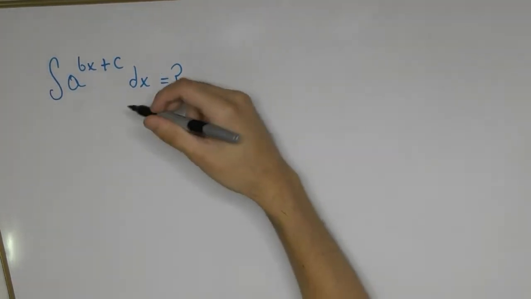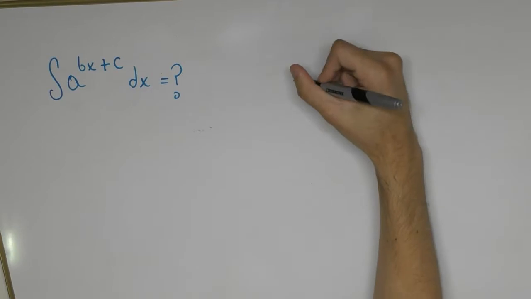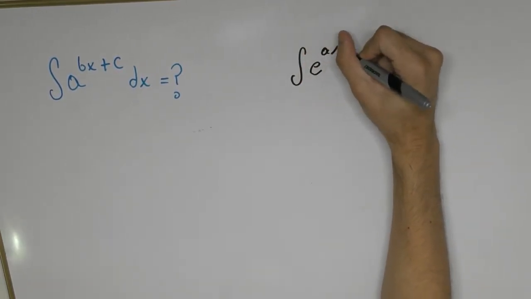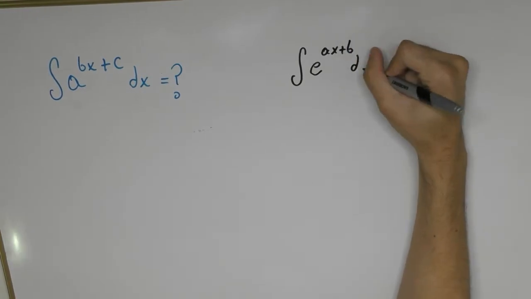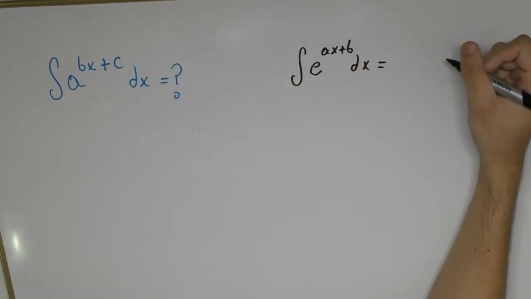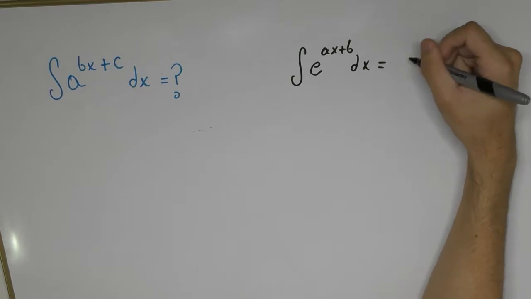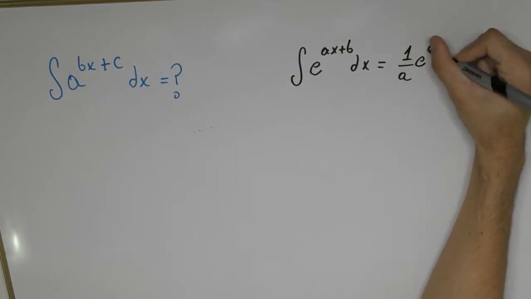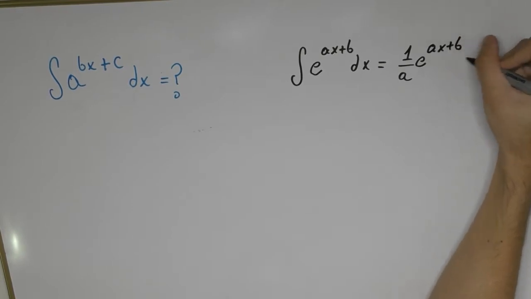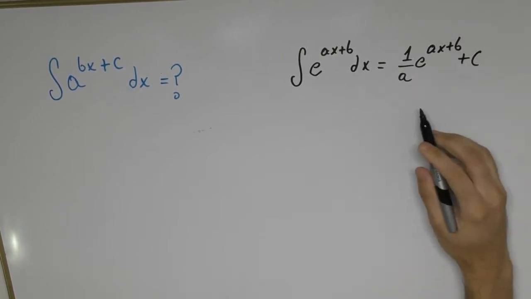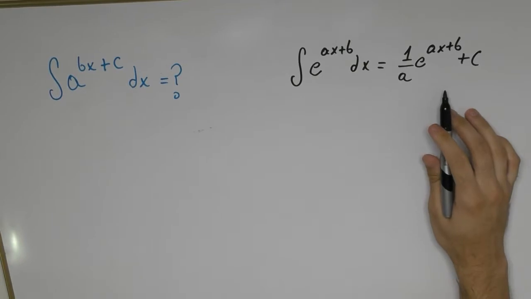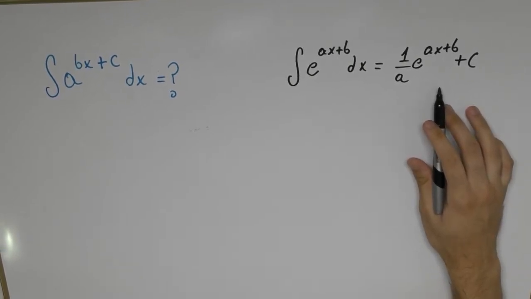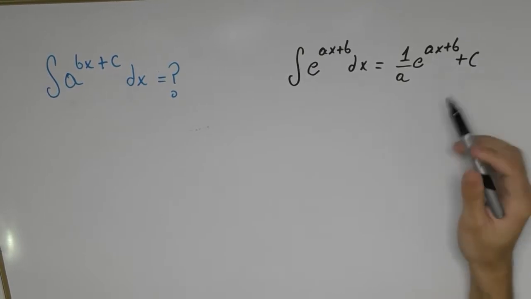Now in this case, we already know that the integral of something like this, e to the power of ax plus b, is going to be equal to just 1 over a times e to the ax plus b plus c. So this is what we were looking at in the previous video, and we found that by simply differentiating the functions e to the ax plus b.